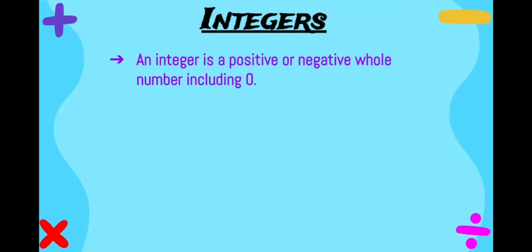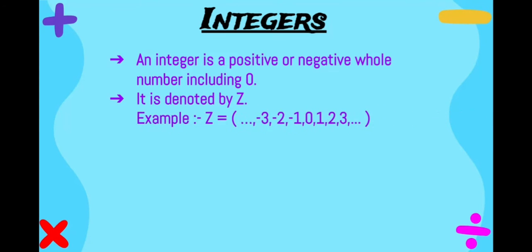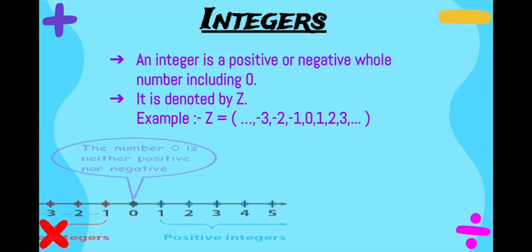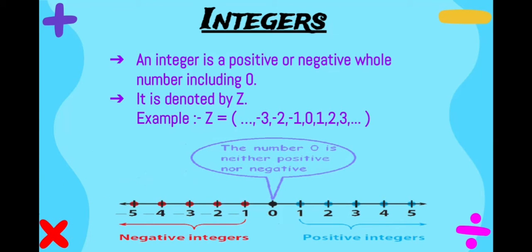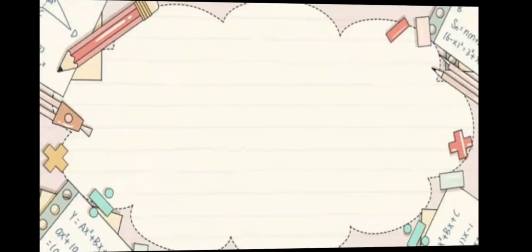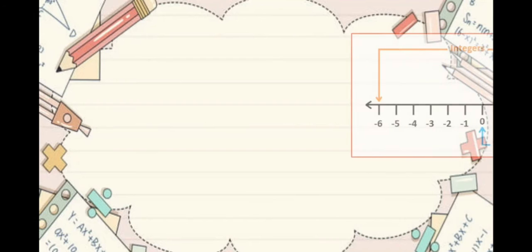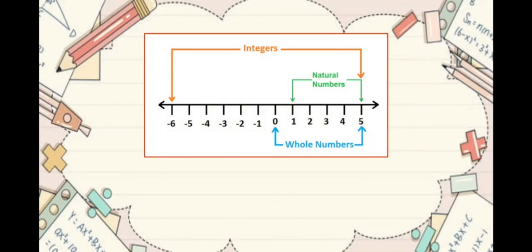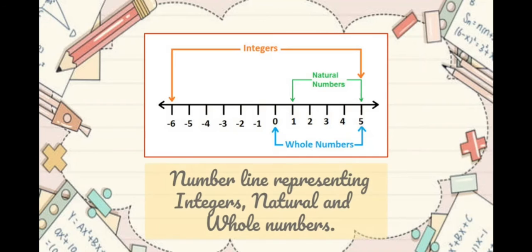Integers. An integer is a positive or negative whole number including 0. It is denoted by capital Z. Example, Z = -3, -2, -1, 0, 1, 2, 3 and goes on. This image is just an example to show you a number line representing integers, natural and whole numbers.